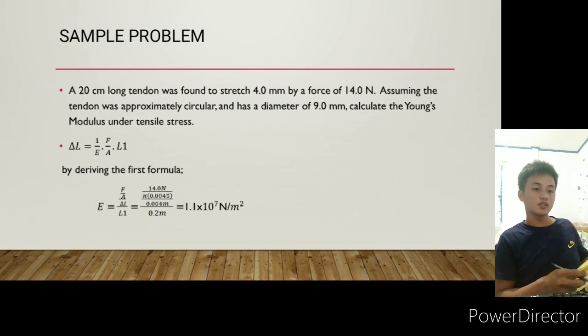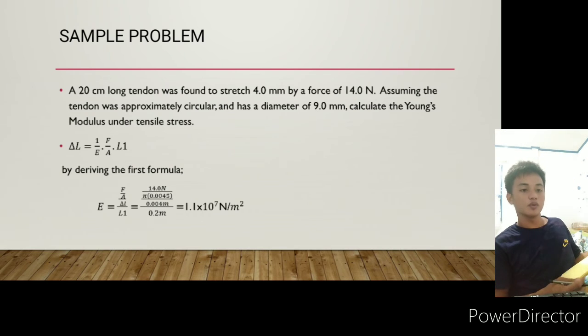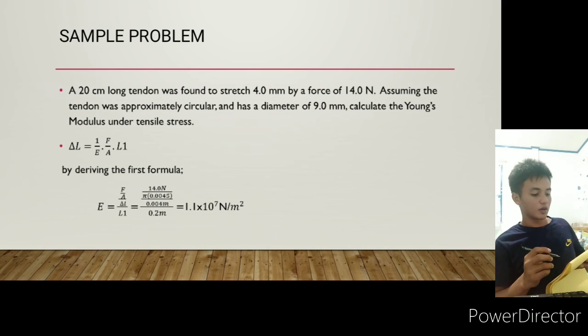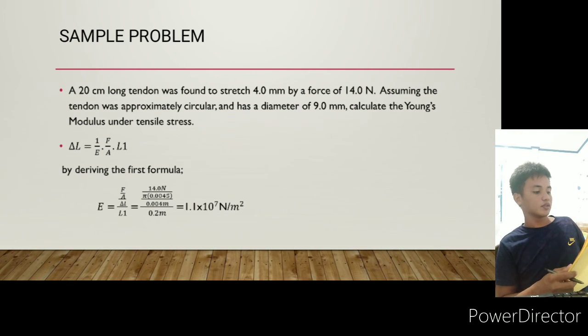Next is delta L. Delta L has the value of 4.0 millimeters. So we also need to convert it to meters. 4.0 millimeters times 0.001 meter all over 1 millimeter. So we can cancel the millimeter. The answer will be 0.004 meter for our delta L.